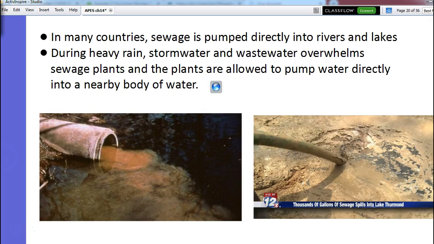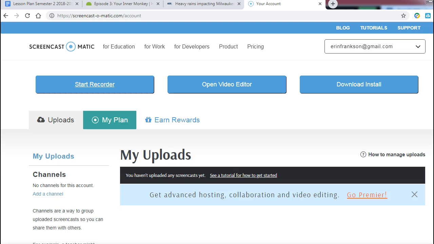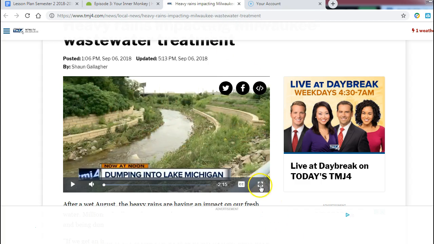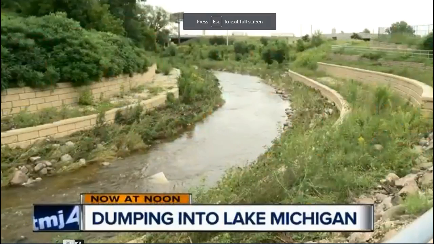So during heavy rain, even in this country, okay, guess what? We end up pumping it into lakes without treating it. So during heavy rain, stormwater and wastewater overwhelms sewage plants, meaning there's too much water and the sewage plant can't treat it all. Because if you think about a big flooding event, that's a lot of water, and all that stormwater is going into the water treatment plants. The plants then are allowed to pump water directly into a nearby body of water. So I'm going to show you what happened. Do you guys remember there was a lot of flooding last summer? There was a lot of rain.